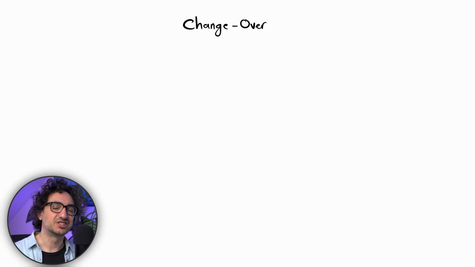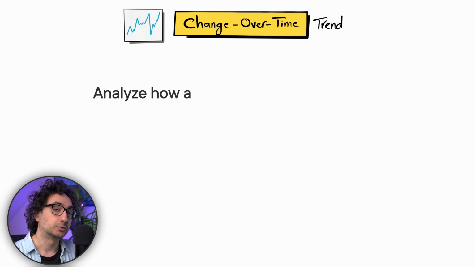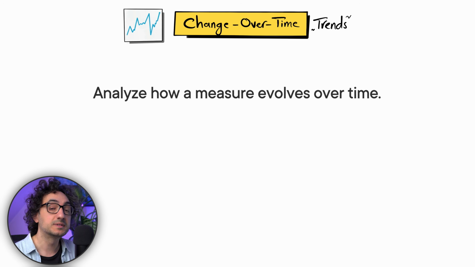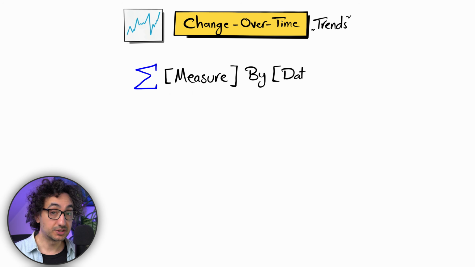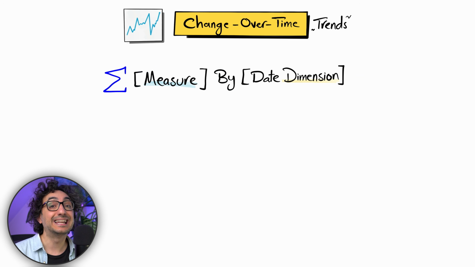Okay, so now what is change over time? It is a technique in order to analyze how a measure evolves over the time. And this is very important in order to track the trends and as well to identify seasonality of your data. And the formula for that is very simple. We're gonna go and aggregate a measure, but this time based on a date dimension.